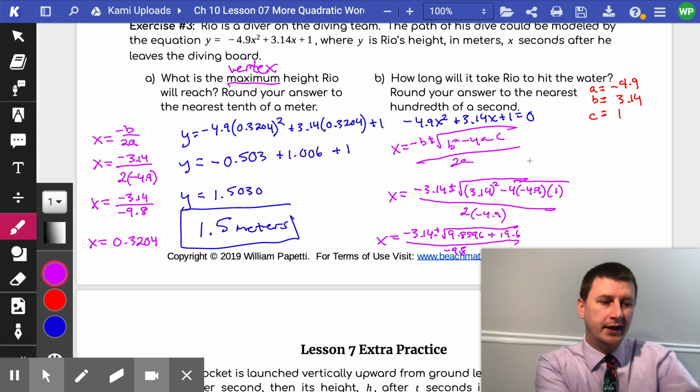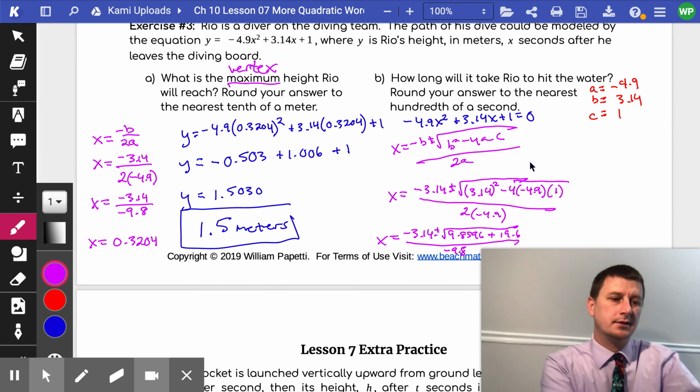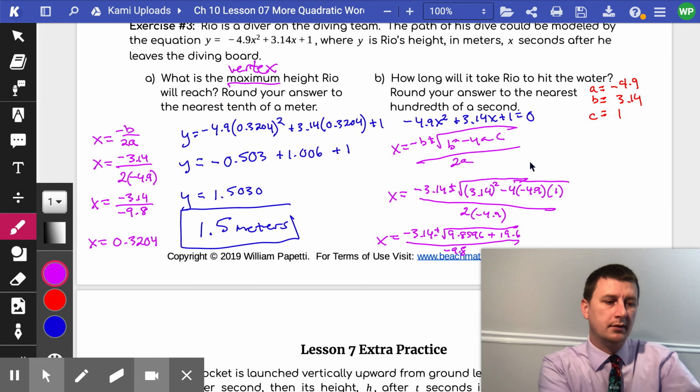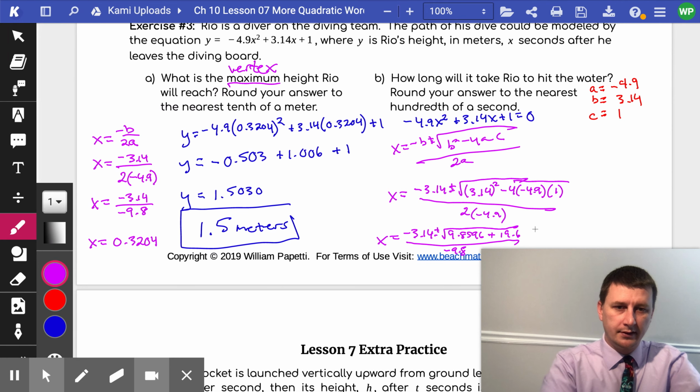Now I can do some more simplifying. I'm going to combine those two terms inside the square root. I'm going to add 19.6 to 9.8596. I'm running out of space. x is equal to, bring everything over, negative 3.14 plus or minus the square root of 29.4596 divided by negative 9.8.